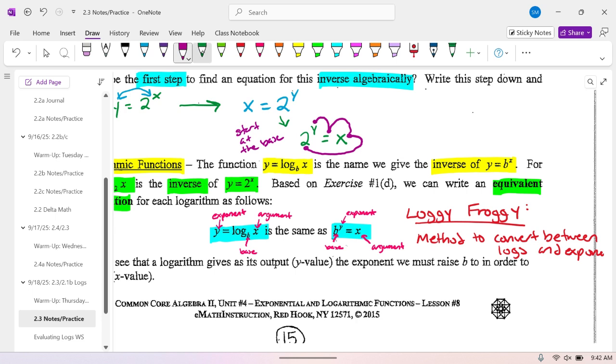And if you look, this is why it's called loggy froggy. It looks like a little frog. All right. That's why we call it loggy froggy, because it literally looks like a frog when you draw it.